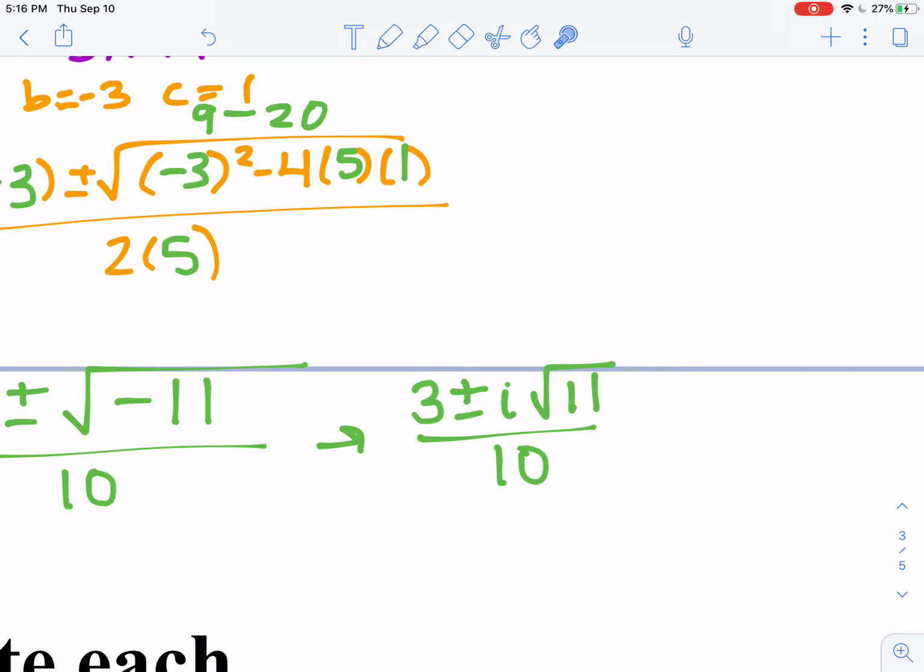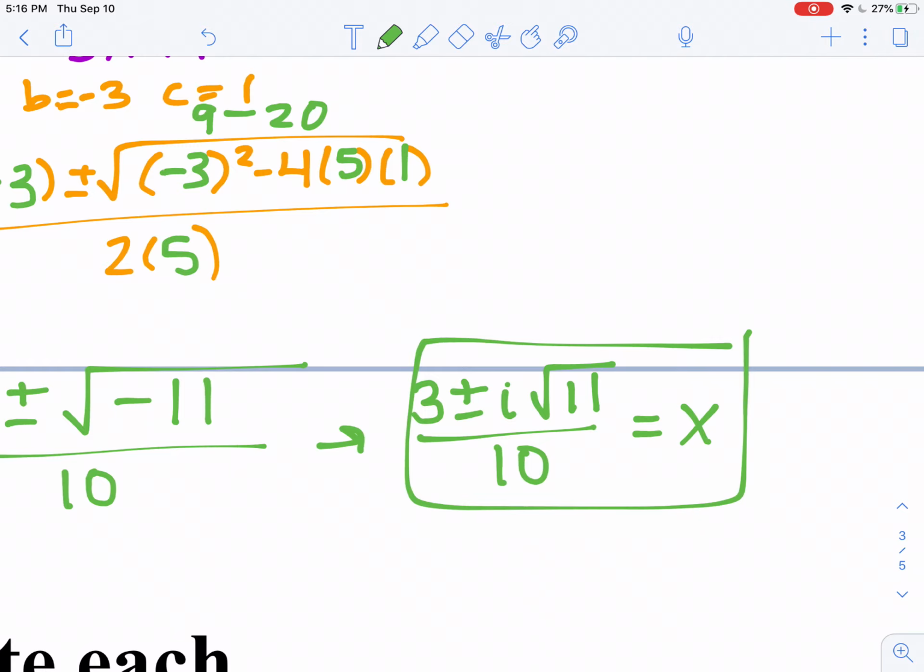Next, we want to see, can we simplify the fraction? So we check the number in front, the number in front of the radical, and the denominator. 3, 1, and 10. Do they have a common factor? And the answer is no. So this is our final solution right here.